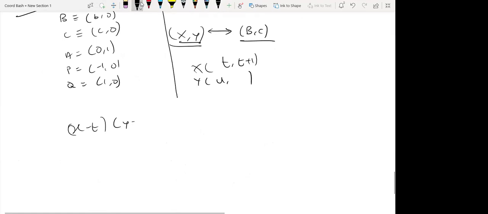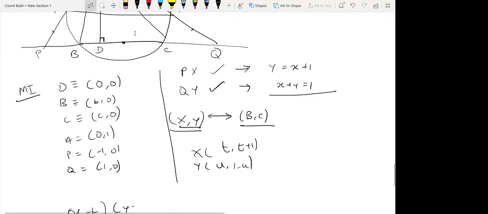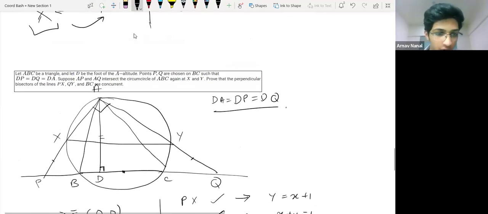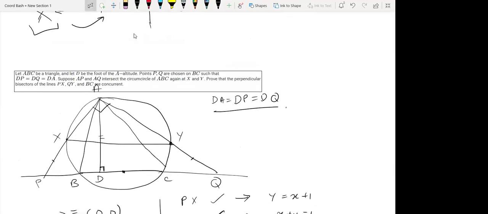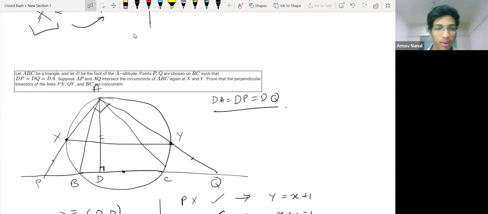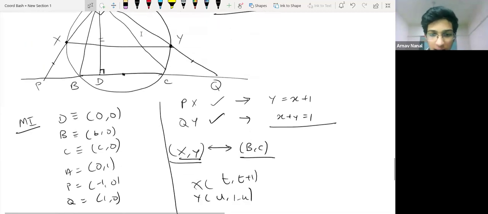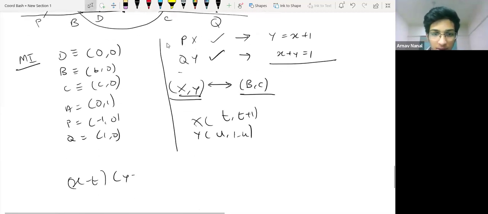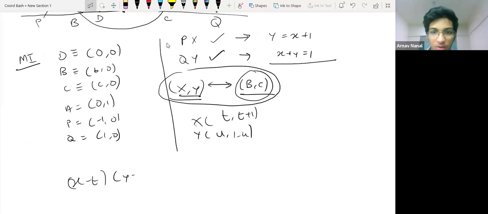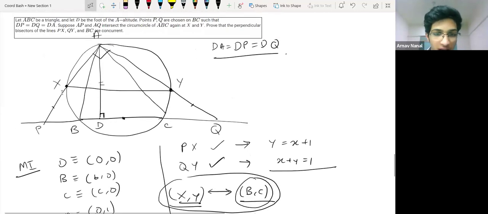Just to clarify, what are these x and y again? What are they in the diagram? They are the intersection of AP and AQ with the circumcircle of ABC. Oh, so we're assigning them variables. I was thinking we were having a new function or something. No, yes, that's the thing. x comma y and b comma c are interdependent. You can reframe the problem as b comma c being the intersection of the circle with diameter xy with the x-axis.